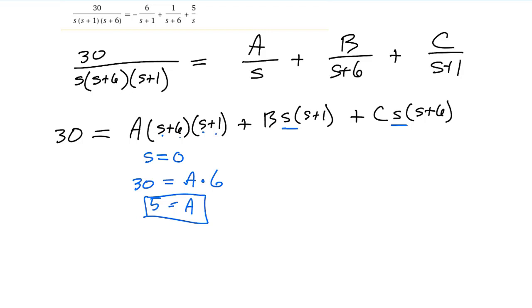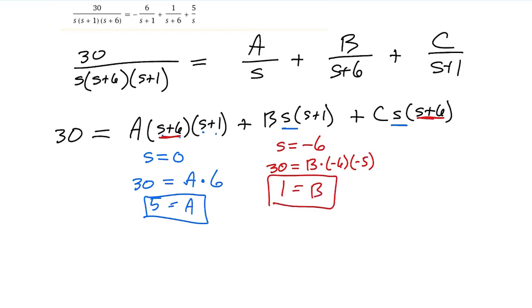For this term, we can set s equal to negative 6. And if s is negative 6, this term and this term are going to cancel to 0. And we're going to be left with 30 equals b times, well, whatever negative 6 times negative 6 plus 1 is, negative 6 times negative 5, that's 30. And b must therefore be 1.